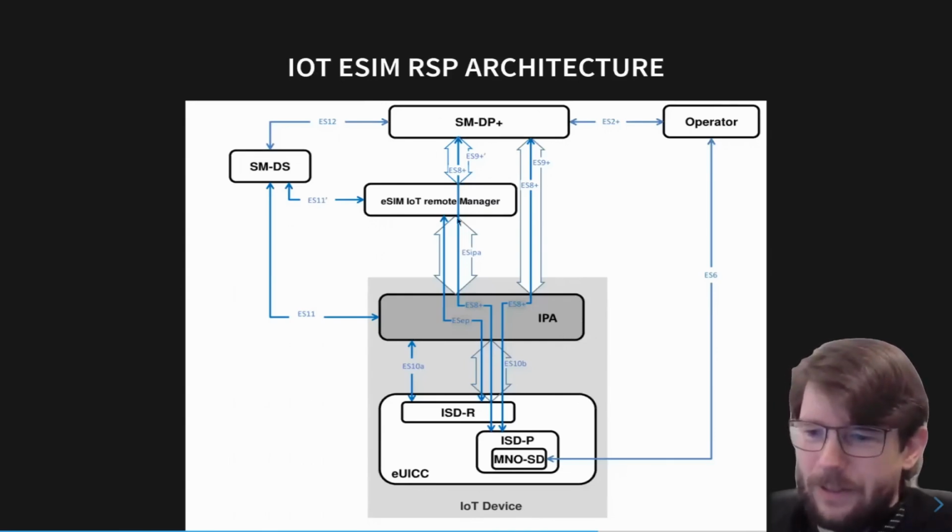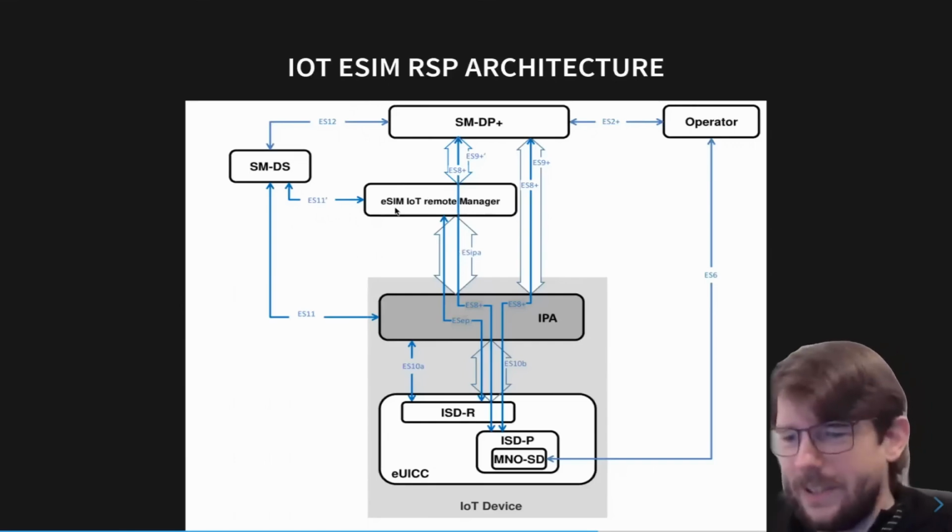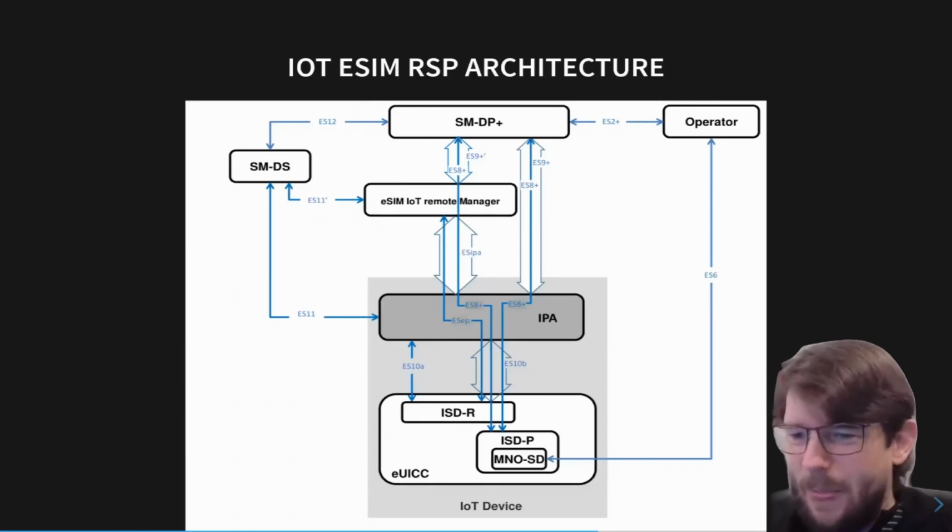But in between, we have the eSIM IoT remote manager. Now we know what EIM stands for again. I couldn't remember it just a second ago. So the EIM is an element here in between the IPA and the SMDP+. We can see there's also a direct path. We'll talk about that later.